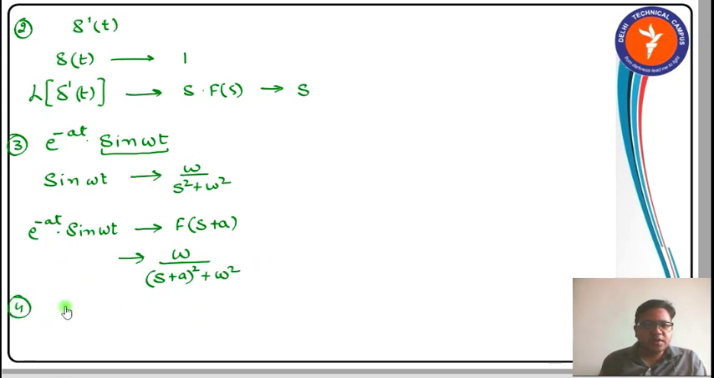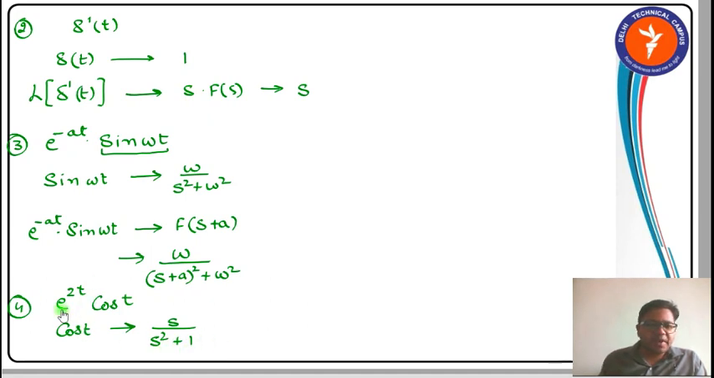Let us perform another numerical. Say we have e raised to power 2t cos of t, and we have to find its Laplace transform. So the Laplace transform of cos omega t will be s divided by s square plus omega square, and omega over here is 1, so 1 square means 1. So cos t will have a Laplace transform of s divided by s square plus 1.